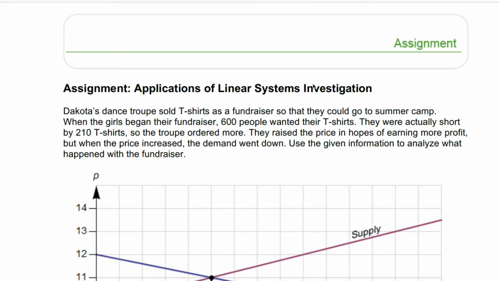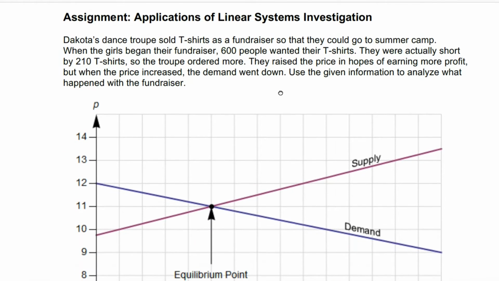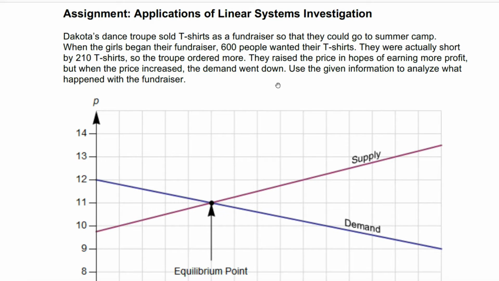Okay, so let's go ahead and go over this assignment talking about the t-shirts. It's assignment 4.07. On the very first page of the assignment, we're given a story problem. Dakota's dance troupe sold t-shirts as a fundraiser so that they could go to summer camp.